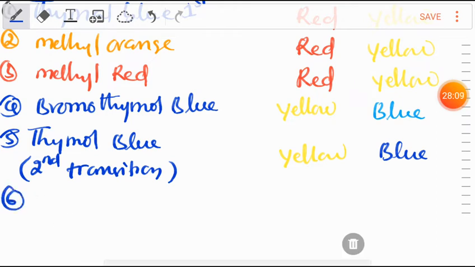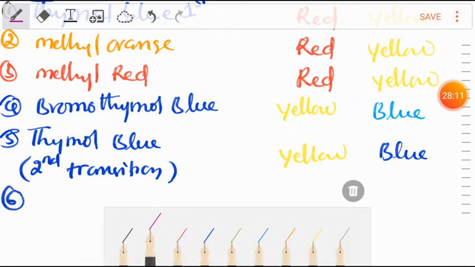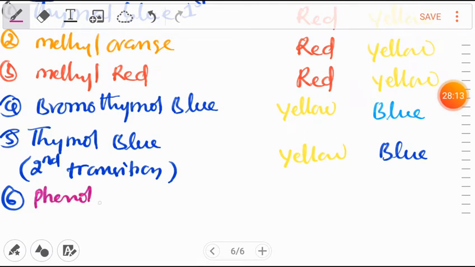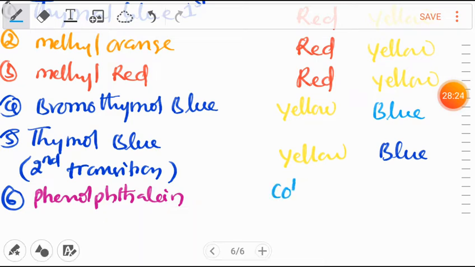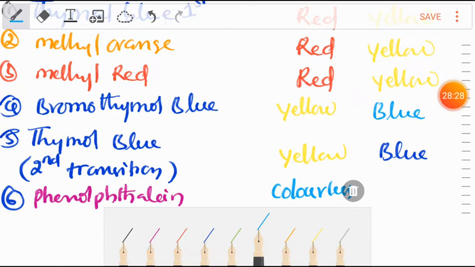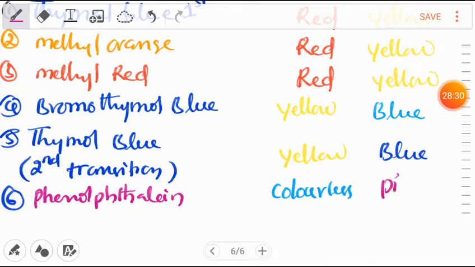Next is the sixth one, the phenolphthalein indicator. We know what color it gives. In acidic medium, colorless. In basic medium, pink. Now a universal indicator, and pH paper is also a universal indicator. We'll discuss now.